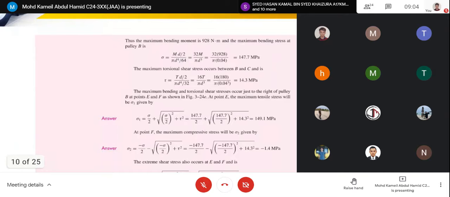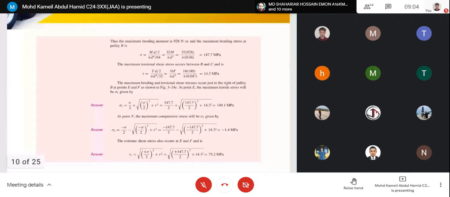So sigma 1 is the principal stress, the maximum tensile stress, which can be calculated. We use the sigma we got earlier, the sigma from the bending moment. At point F, the maximum compressive stress will be sigma 2, given by the same equation. So this is the approach that you can use.